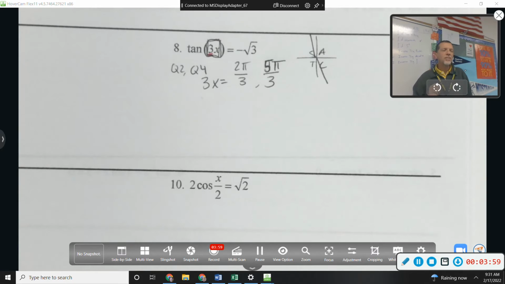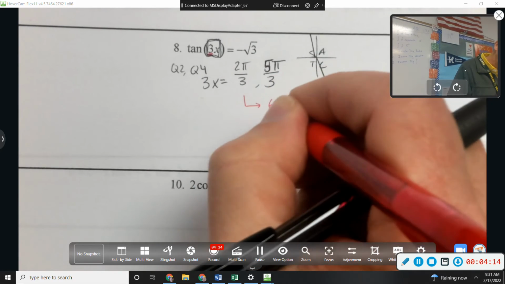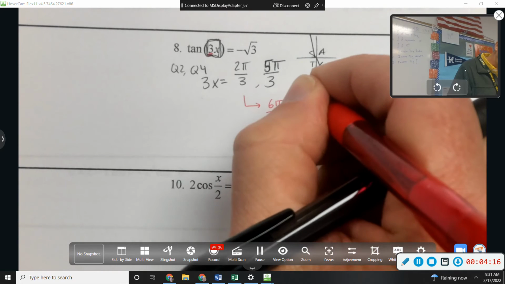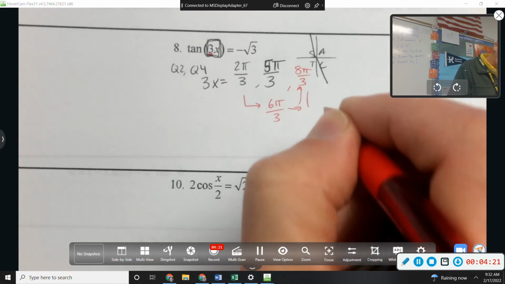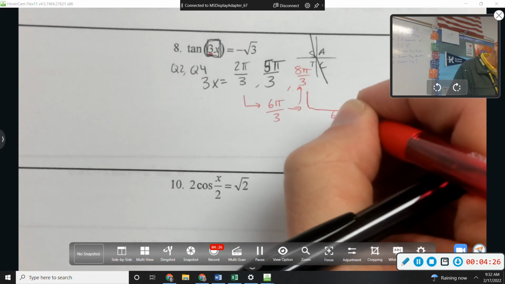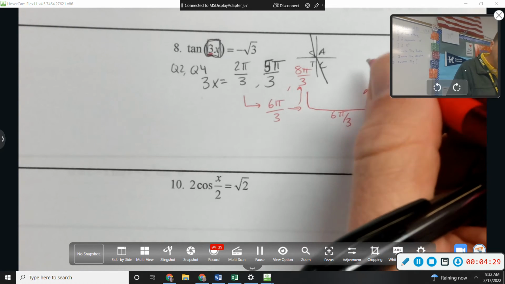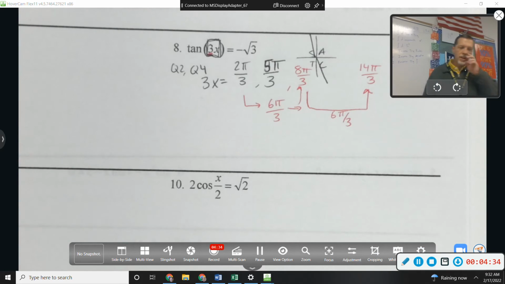Now, what do I do next? Right, I need to get some more answers. Don't divide by 3 yet. I need to get some more answers. So I need to add 2 pi, which is really 6 pi over 3. So that would be 8 pi over 3. How many times do I need to do this? 3 times, or you need to triple it. Yes, triple it. It's a good way to say it. I need triple the number of answers.